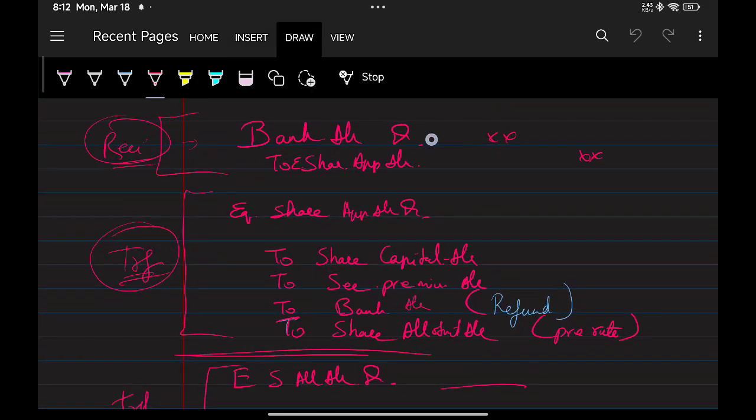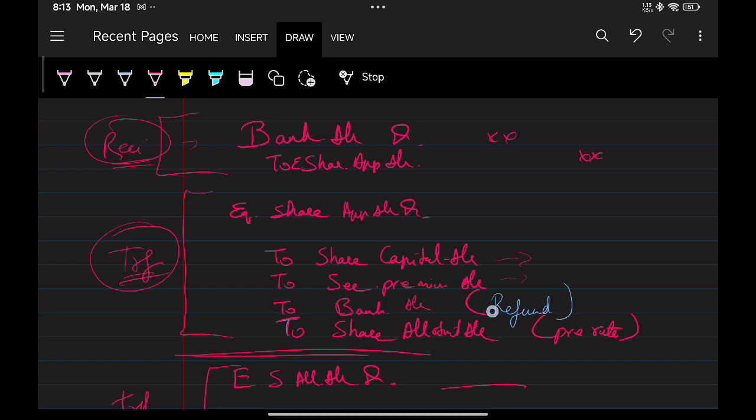bank account debit to debenture application and allotment, and then debenture application account debit to equity share capital, to security premium, to bank, to share allotment. So once you receive the application money, you transfer it to capital. That is the main aim of the company. If it is issued at more than the face value, it is a security premium.